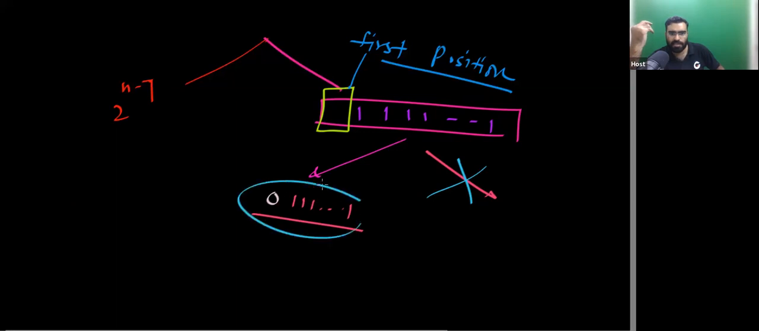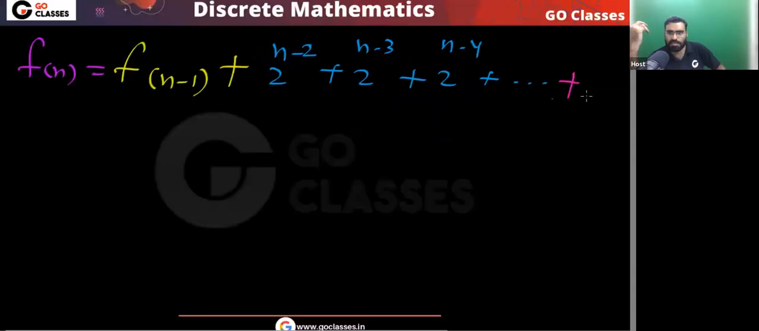So ultimately, you will stop at 1. There is only one way. So this recursion will stop at 1. You are decreasing, and ultimately you will go till 2 power 0. Please tell me, did you understand this question? Anyone here who understood this question?